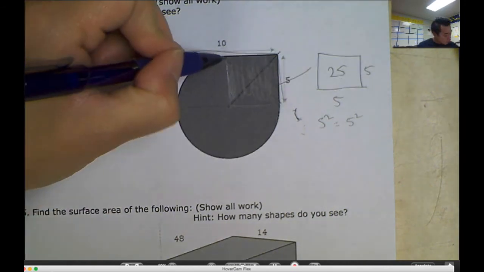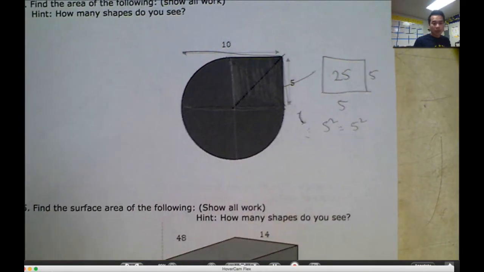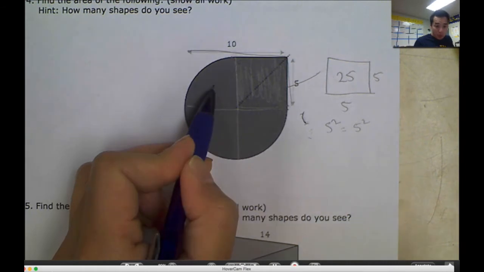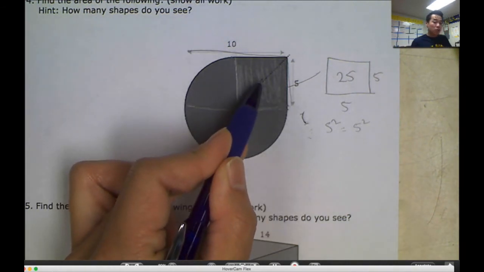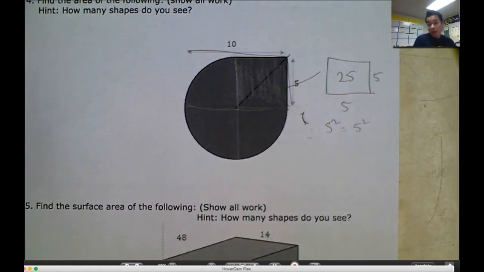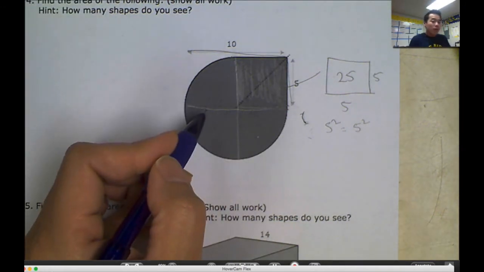But if I keep drawing 2 diameters straight across like that, we'll make it a little pie chart. I also see 1, 2, 3, and somewhere in this 25 is my actual circle. So how many parts of the circle are left? I actually see 3/4 of the circle left. 1, 2, 3.